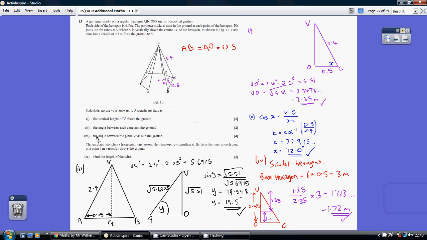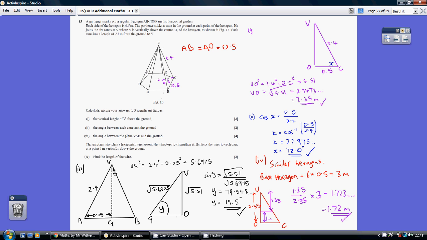Now part 3 is really picking out the angle they need, the angle between the plane VAB and the ground. If you consider the midpoint between A and B, which I'm going to call G, we're looking for the angle VGO. So first things first, from triangle VAB, let's work out what the length VG is.